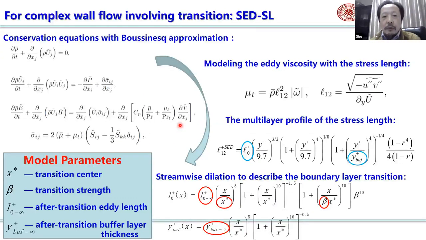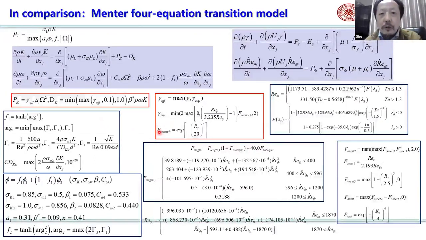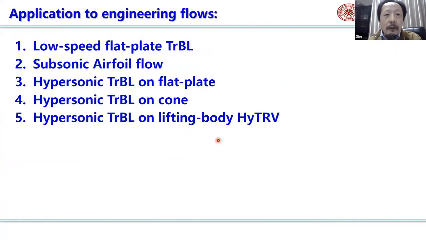So here is our transition model. To make a comparison to Menter's 4-equation model, they have a momentum equation and energy equation, then the gamma factor, the so-called intermittency factor equation, and also the Reynolds number equation. Look at the complexity. Clearly, we are simplifying the system now. Now, let me describe 5 different engineering flows of increasing complexity.